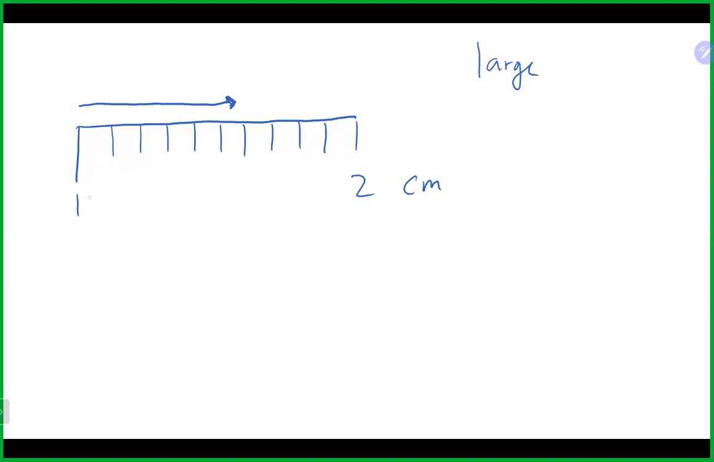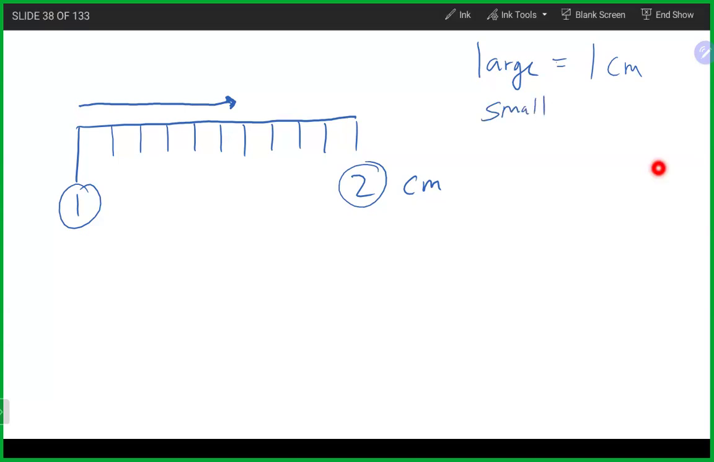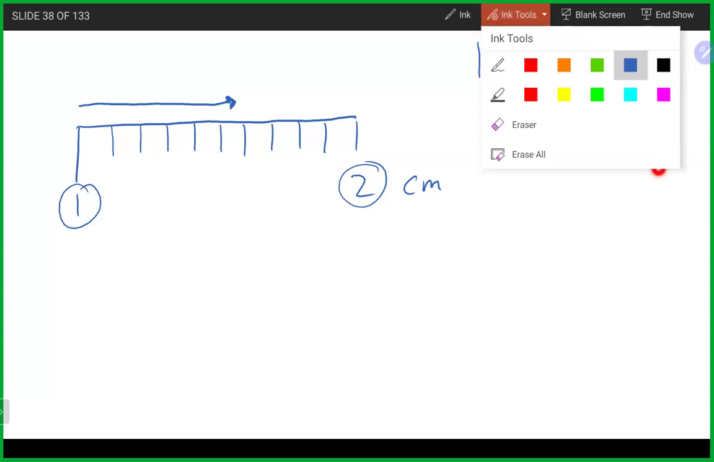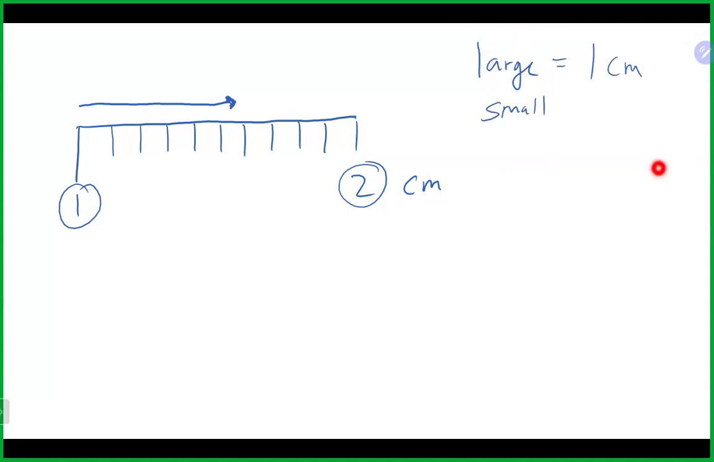So for example, in this case, we have a large marking at 1 and we have a large marking at 2. And the difference between 1 and 2 in this case represents 1 centimeter, right? So that's a 1 centimeter difference between them. The next type of marking that you typically see on a piece of equipment are what I refer to as the small markings. And these small markings typically do not have any type of numbers associated with them. They are the markings that you find between the two large markings that do have numbers. And we want to count how many of those little markings there are.